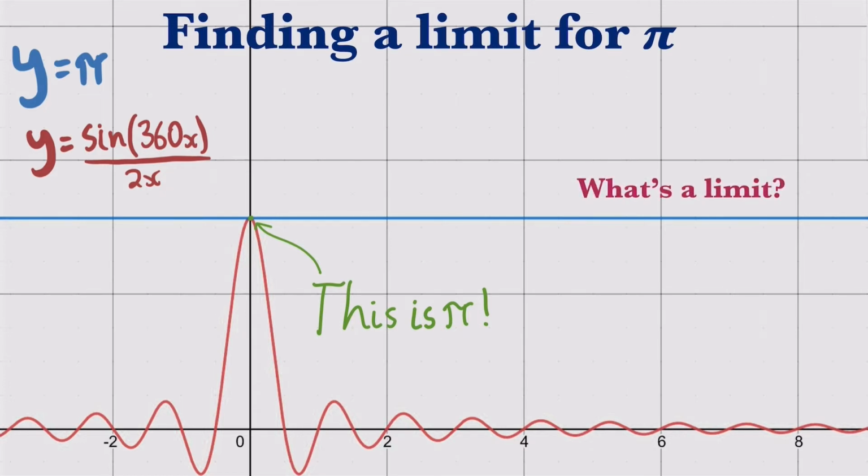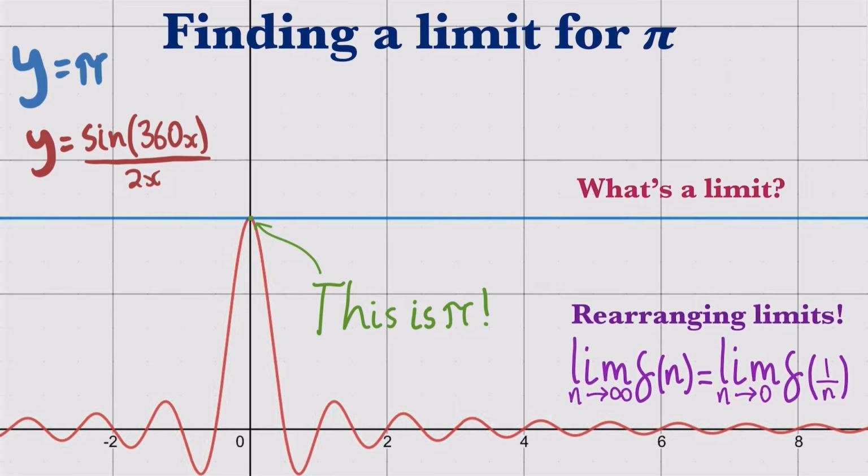But if you've already seen it, then what we're going to do is we'll find a limit for pi. I'll explain exactly what a limit is. We're then going to rearrange this limit from the form n going to infinity to n going to 0. And then we're going to look at why radians are so useful.